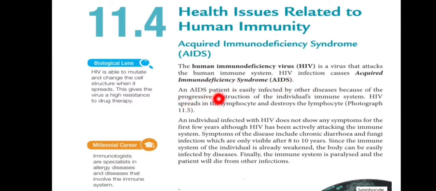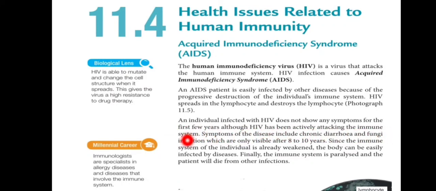Okay, an AIDS patient is easily infected by other diseases because of the progressive destruction of the individual's immune system. Okay, HIV spreads in the lymphocytes and destroys the lymphocytes. Di sini kita tahu bahawa the HIV virus dia destruct kita punya immune system. Okay, an individual infected with HIV does not show any symptoms for the first few years, although HIV has been actively attacking the immune system.